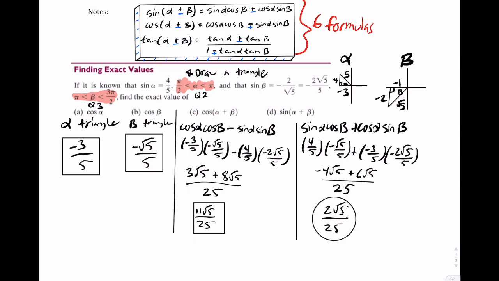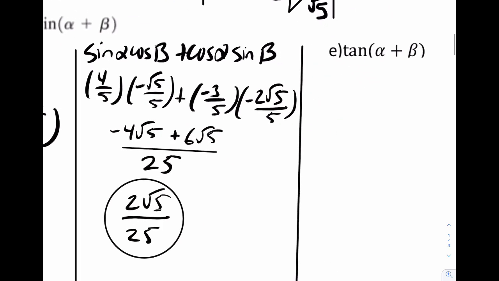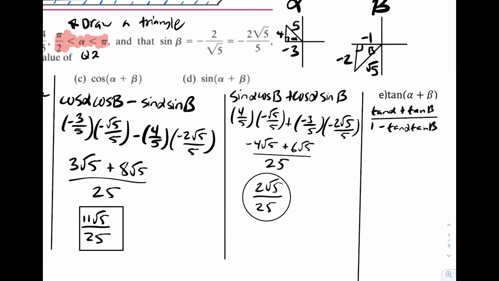And there it is. Now let's do this final part, this tan alpha plus beta. So first I'm going to start by writing the formula. Tan alpha plus tan beta, all divided by 1 minus tan alpha tan beta. And let's just plug it in.